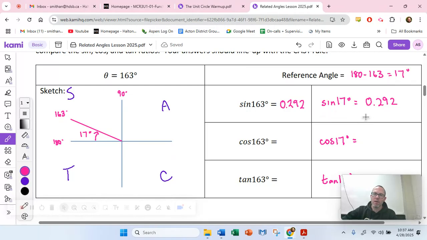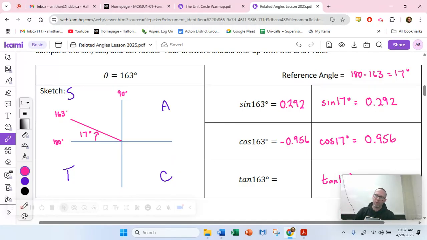Cosine of 163. I'm expecting that to be negative. I don't really care what the number is, but it should be negative. Cosine 163 is negative 0.956. I'm willing to bet cosine 17 is positive 0.956 because they're related and the sign should be according to the CAST rule. Did you guys get that too?